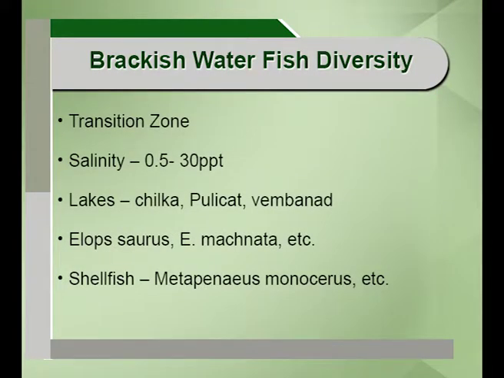To mention a few, we have estuarine systems in the Hooghly river, Mahanadi, Krishna, Godavari, and all along you will find this estuarine environment, where the species are very unique. And as far as brackish water lakes are concerned, Chilka is very famous, in the Odisha region, and Pulicat in Tamil Nadu, and Vembanad in Kerala. And as far as species are concerned, Elops saurus is a very important species in the brackish water.